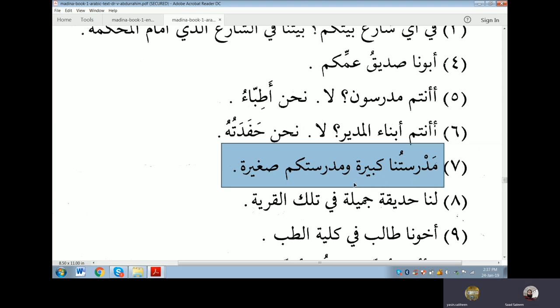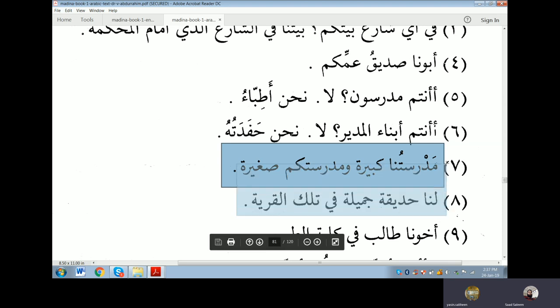Madrasuna kibiratu wa madrastukum Sahira. That's saying our school is big, and your school is small. Okay, your school is small.